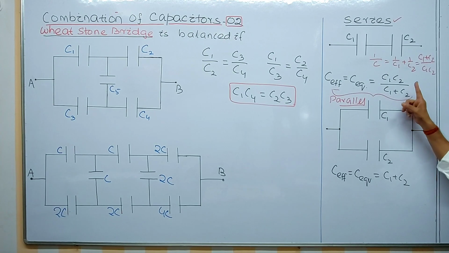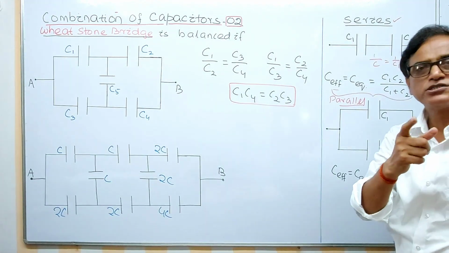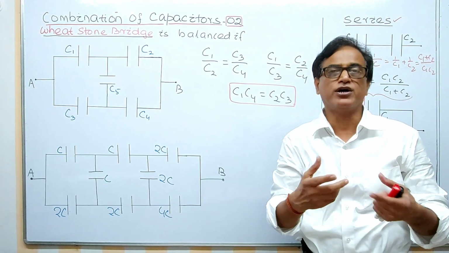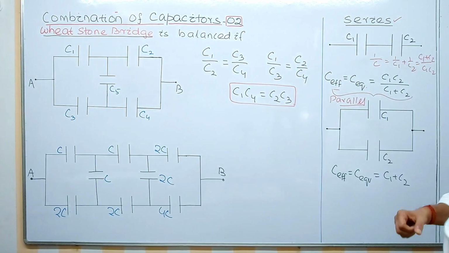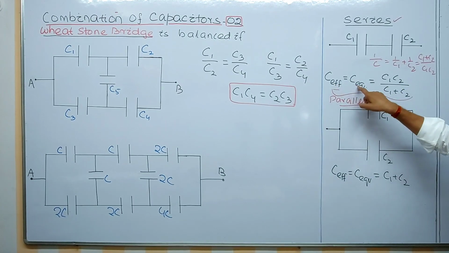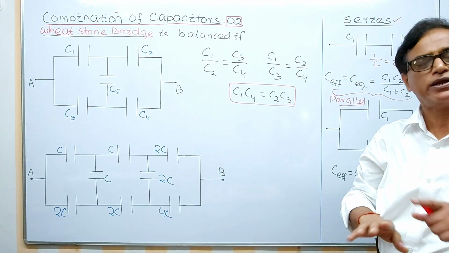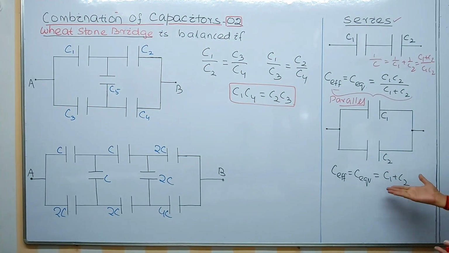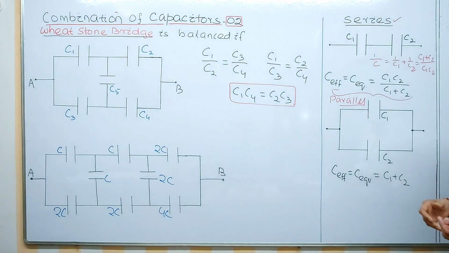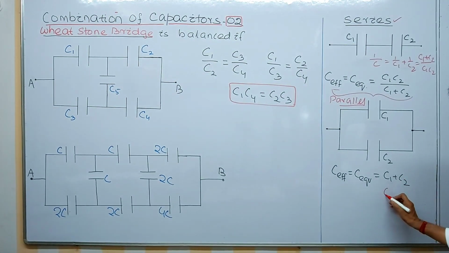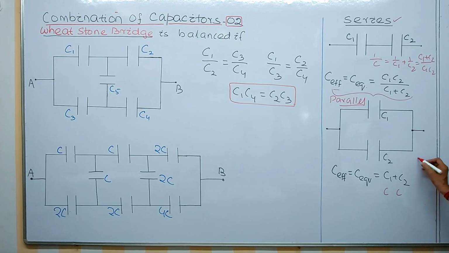And this formula should be applied directly in case of series combinations when you go for calculations very fast. Instead of applying the long form, you can apply this formula directly: C effective, C equivalent. Effective, equivalent, both are same. Now in parallel combinations, simply you can add them, C1 plus C2. And if all the capacitors are the same, if there is C and C, then effective as you have written is NC. Do you remember?